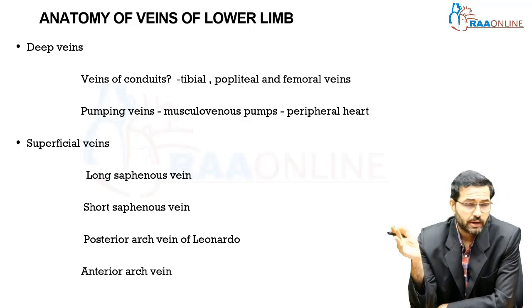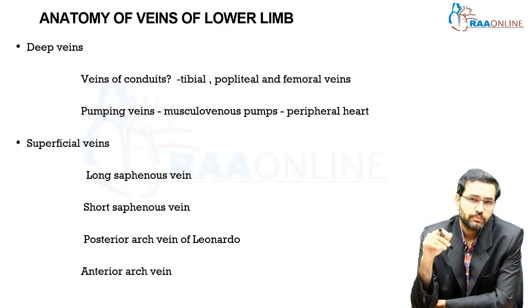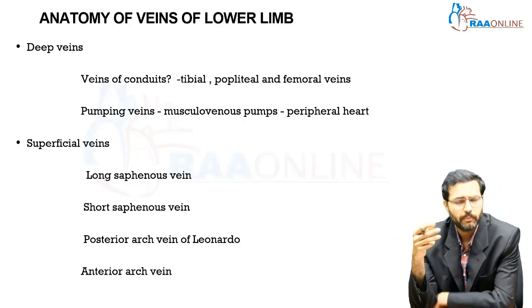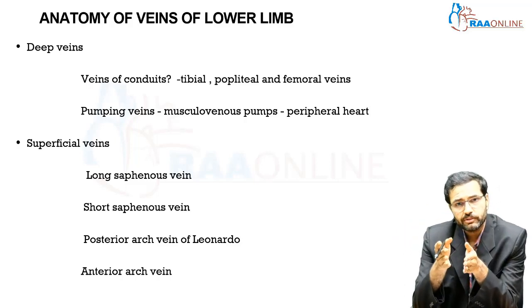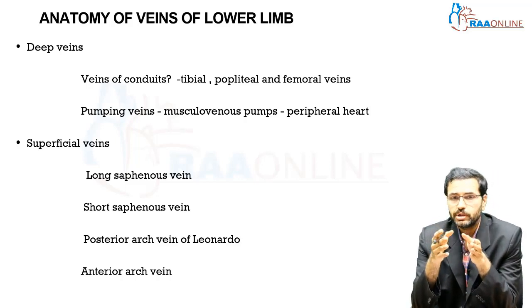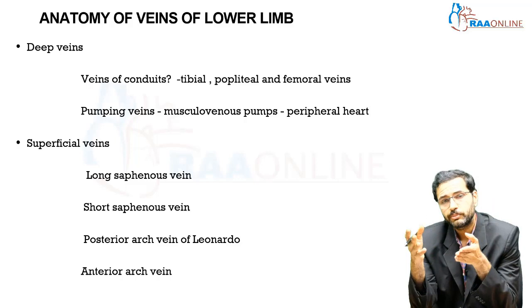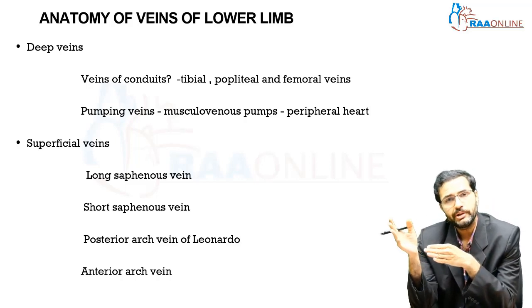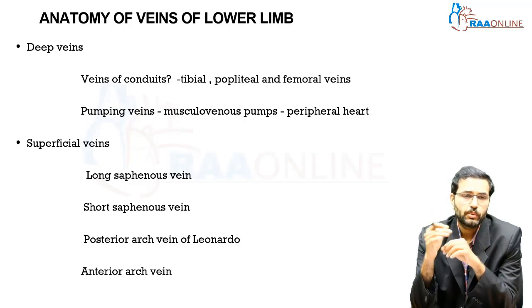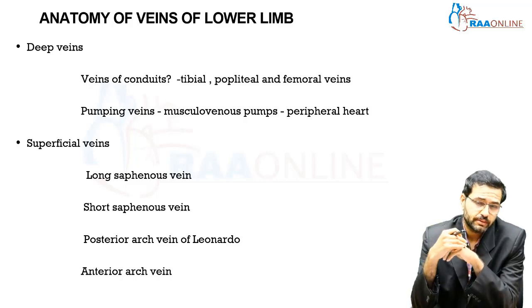The veins of the lower limb are of three types. One is a group of veins called the deep veins. Deep veins are also called veins of conduit because they carry the major amount of blood and enter into the systemic circulation, that is, into the inferior vena cava. Veins of conduit are mainly the tibial vein, the popliteal vein, and the femoral vein, which in turn proceeds into the external iliac vein, common iliac vein, and into the IVC. So the deep veins of the lower limb include the tibial, popliteal, and femoral veins.